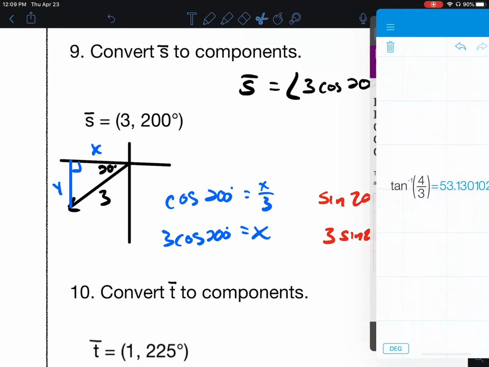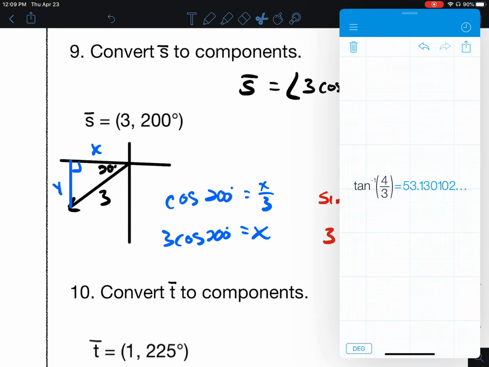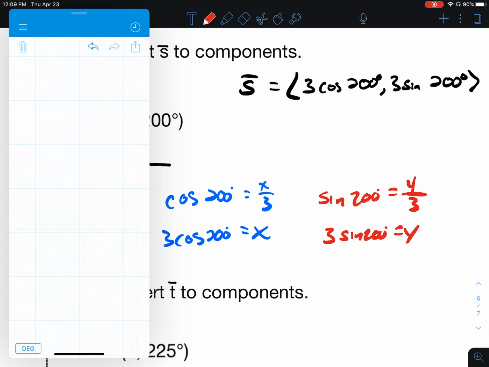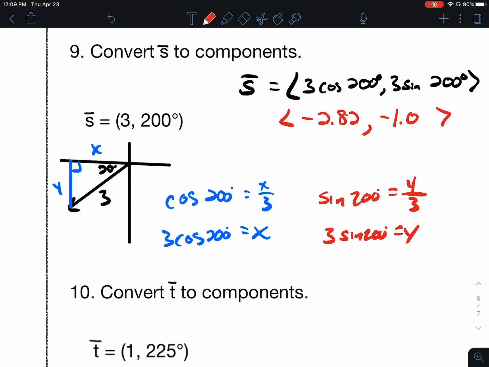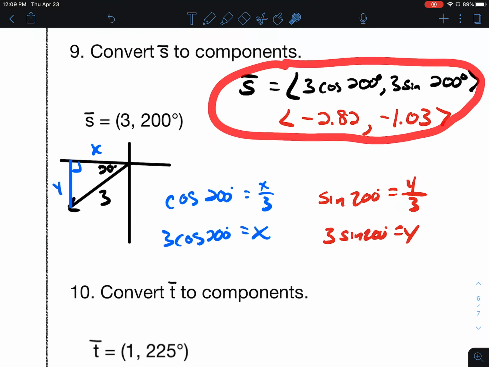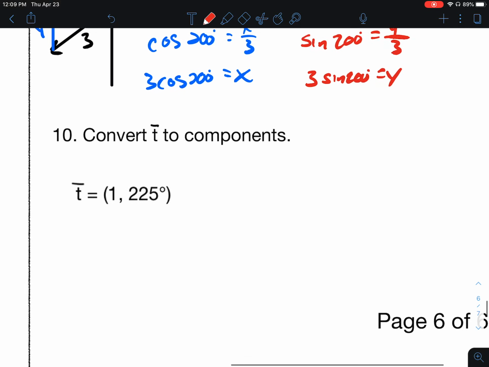Now if we put this stuff into our calculator, we got 3 times cosine of 200. That's negative 2.82. If we do 3 sine of 200, we get negative 1.03. You don't need to do any of this, but if you need to do it to help yourself, you're welcome to. This is the route I would go if you know those formulas.